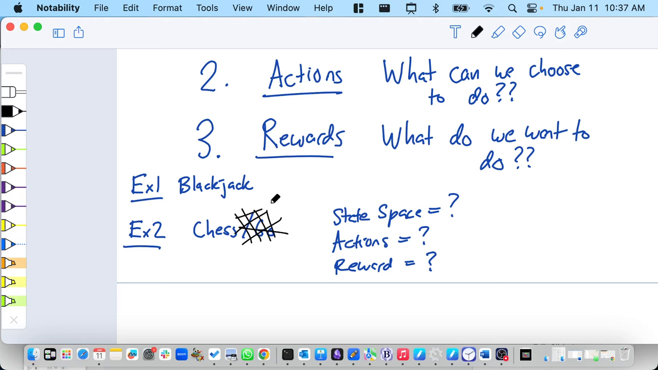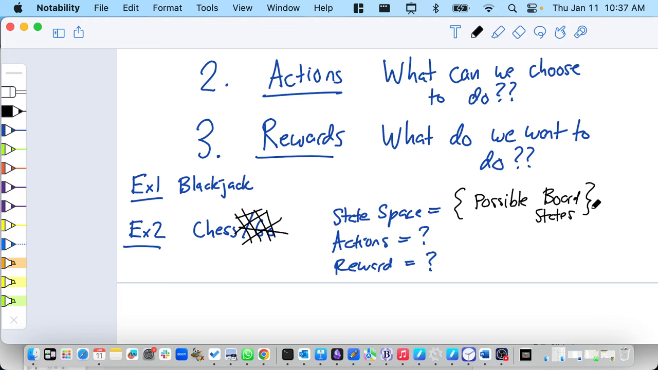So you have to come up with, what is the state space? What are the possible things? What are the actions and what are the rewards? What would the state space be? Possible board states? Yeah, possible board states. So this is the set of all possible board states. Anytime you have a board with some number of pieces on it, that is an allowed board state.